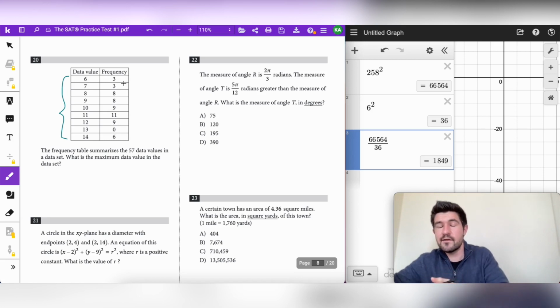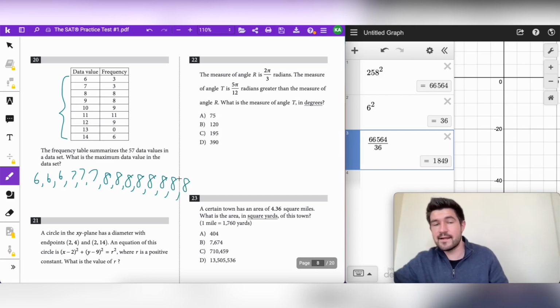So if we had all these data points written out in a list, it would have 3 6s, so it would be 6, 6, 6, and then 3 7s, like this. But then there's 8 8s, so there would be 8, and you get the idea, right? There's going to be 8 of these, etc. Now you could see why they don't want to write it out like that. It's a pain in the butt. However, we should now be able to figure out what's the maximum data value in the data set. Well, this is actually easy. You probably didn't even need me to say all that, because the data values are in this column, and the biggest one is simply 14. So the answer would be 14. There happen to be 6 of them.